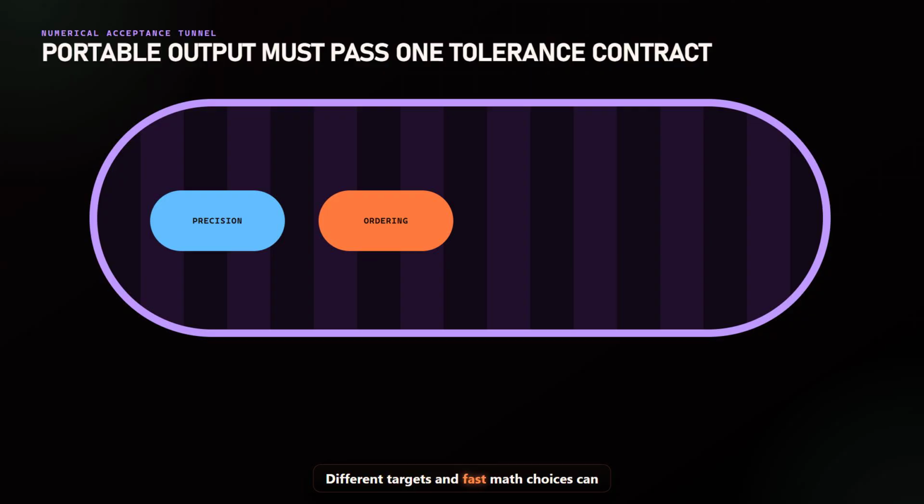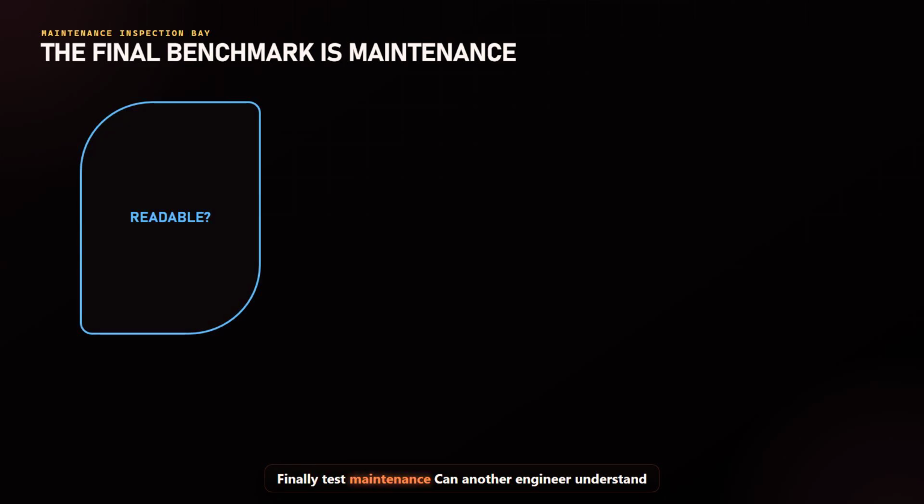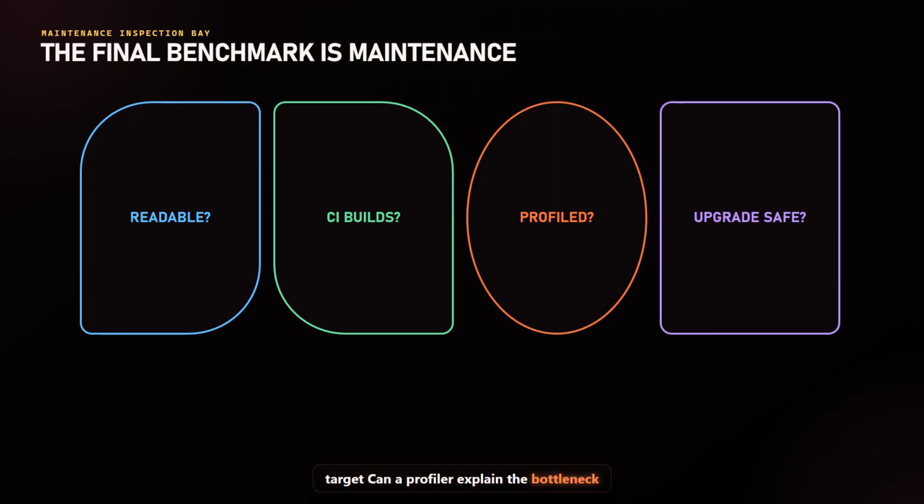Different targets and fast math choices can change precision, ordering, and reproducibility. A kernel that is portable enough to compile but produces unacceptable error on one backend has not met the product requirement. Record tolerances, representative inputs, and hardware-specific exceptions beside the benchmark so every claimed target passes the same acceptance test. Finally, test maintenance. Can another engineer understand the code? Can continuous integration build each target? Can a profiler explain the bottleneck? What happens when the compiler version changes?